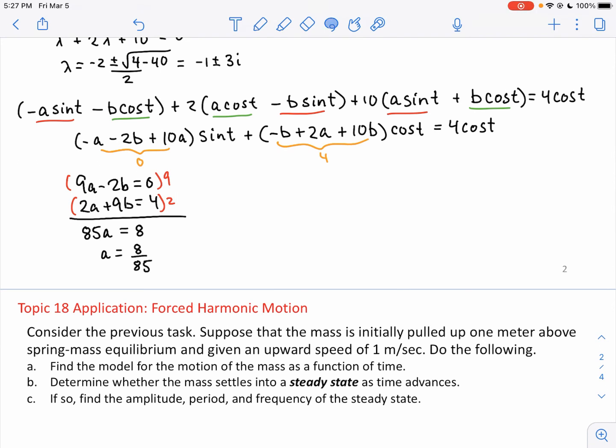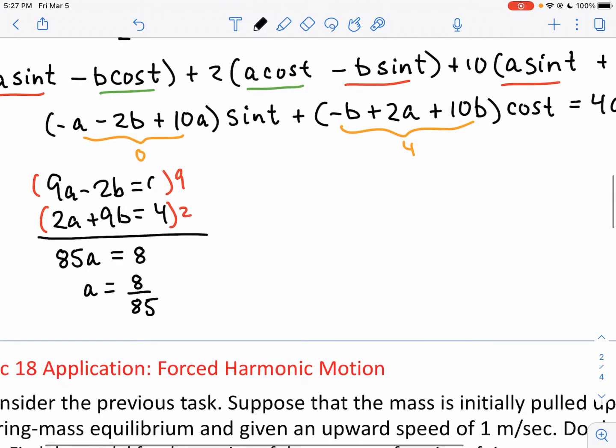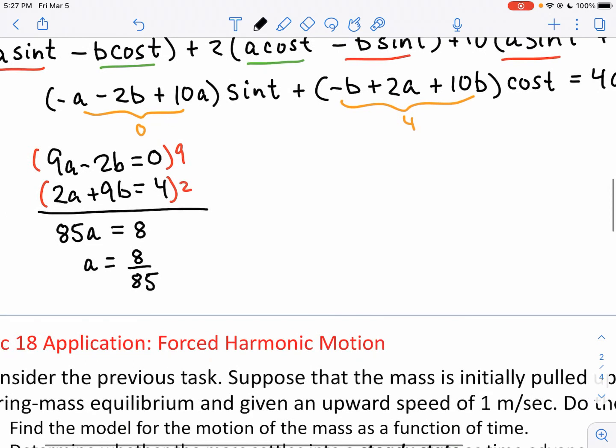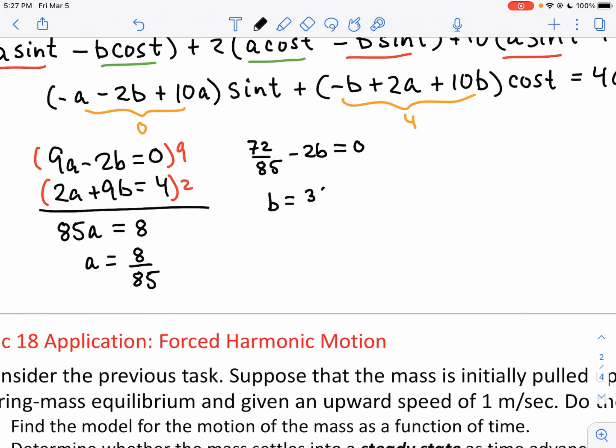Now we want to find b, so I'm going to use the top equation to help us find b. That's a 0. And so we have 9 times a. Well, 9 times 8/85 is 72/85, minus 2b has to be 0. So add the 2b, divide by 2. So b has to be 36/85.